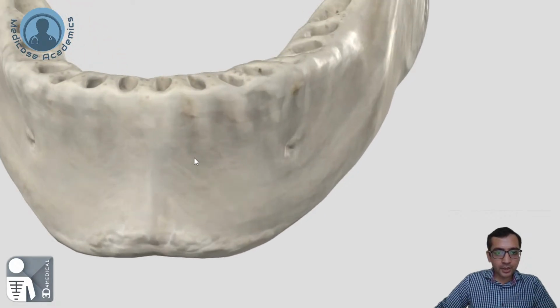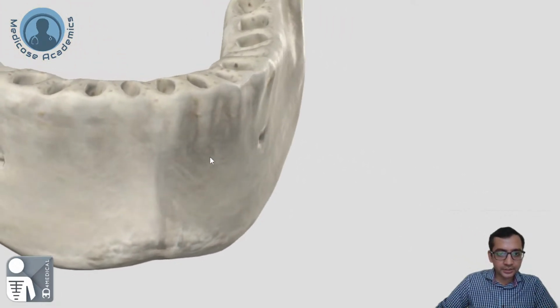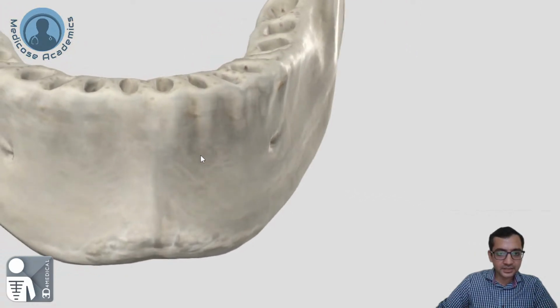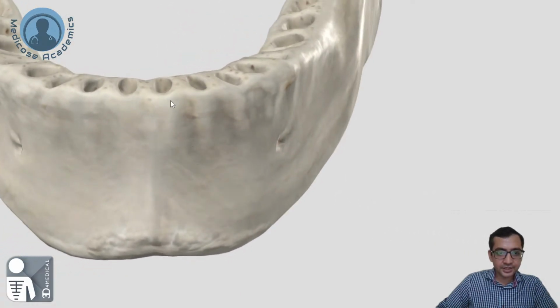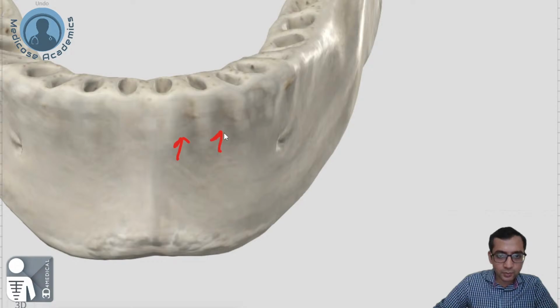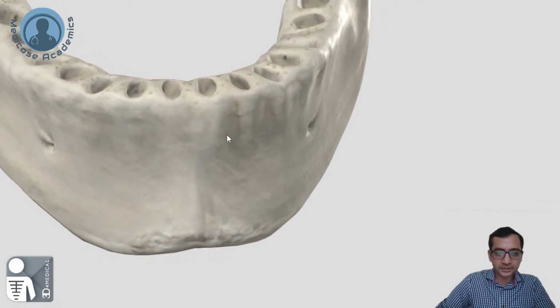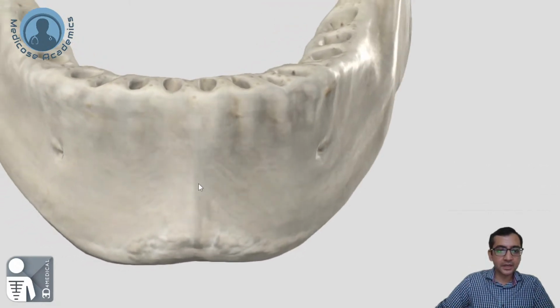You may be able to appreciate, just below each of the teeth, there are fossae. You may see grooved areas just below the teeth. So these areas are the incisive fossae. There are grooves just below the teeth, just as they were present in the maxilla.